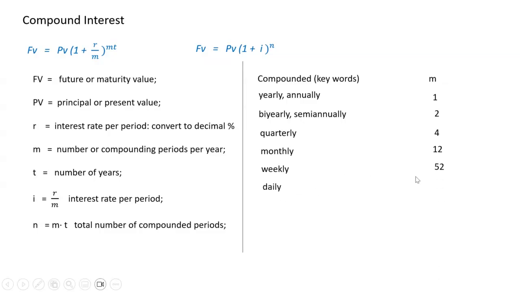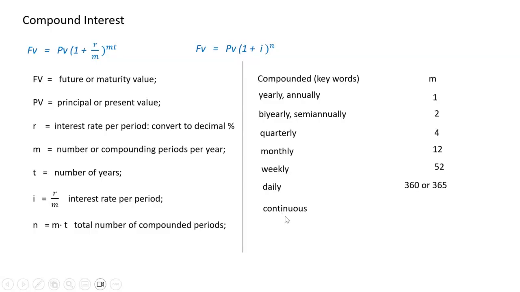And daily is going to be 365, or it depends on the book. At times the book wants you to use 360 instead of 365. If it's not specific about using 360, then you use 365. But most of the time, these types of problems will more likely be monthly, quarterly, or maybe yearly. Those are the most common ones used for this section.